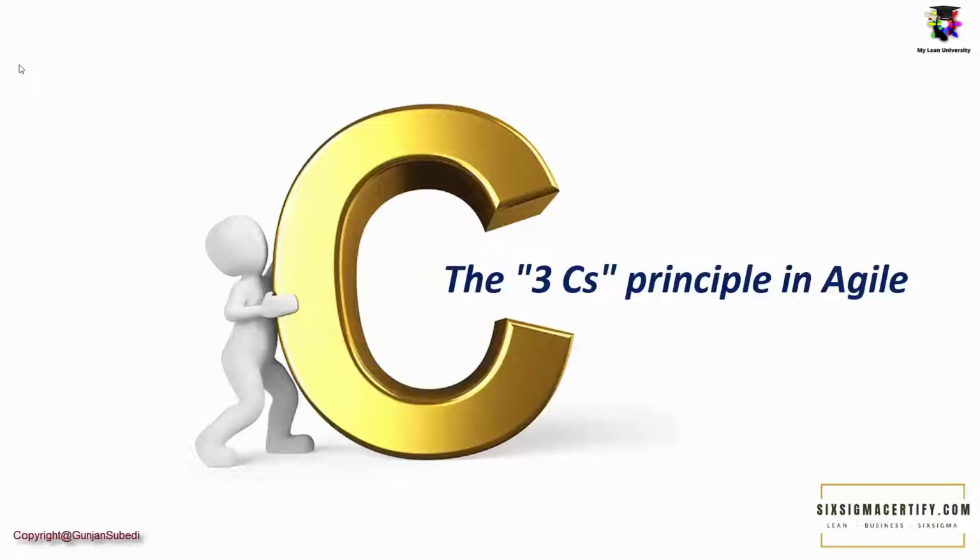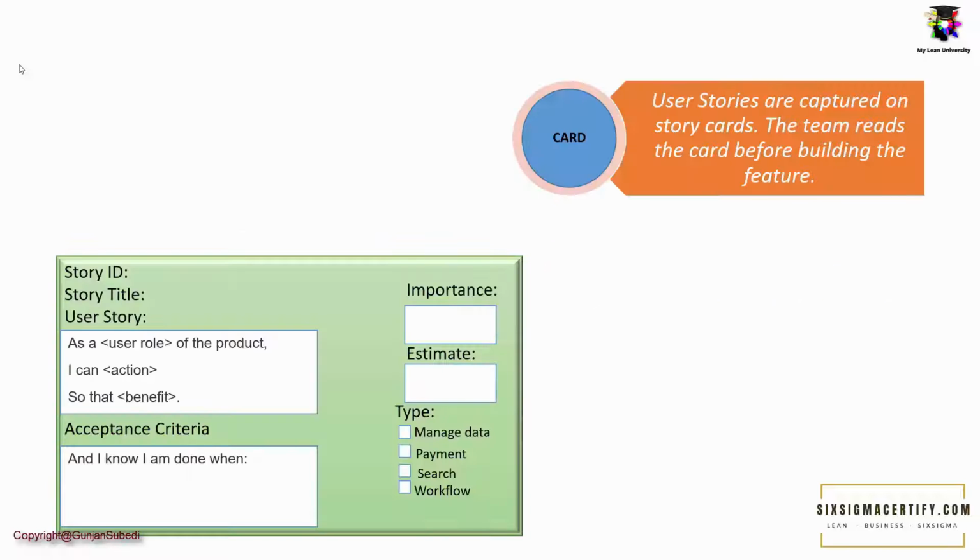A user story has primarily three components, each of which begins with the letter C. The first component of a user story is the card, or the user story card. User stories are captured on story cards. The team reads the card before building the feature. The card is best understood as an invitation to the conversation.